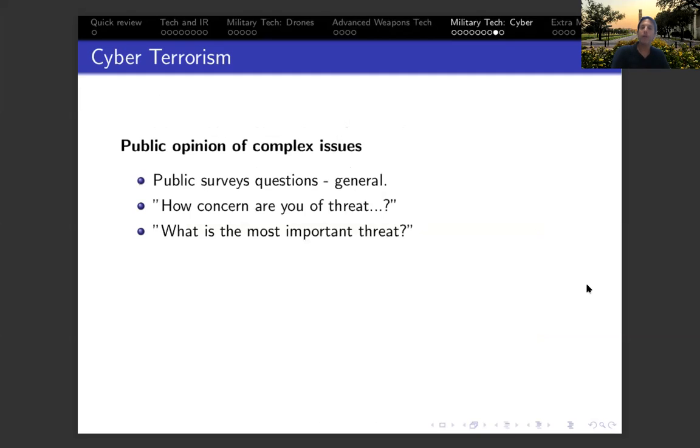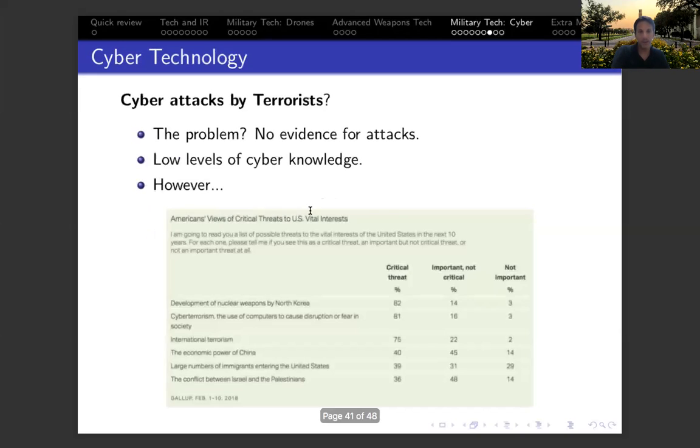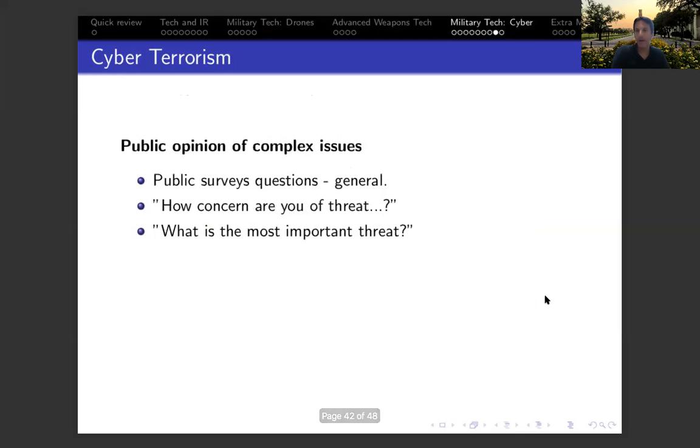So what we argue is that those surveys, because of the way that they are structured, ask the questions in a much more abstract and general way. So you have, how concerned are you of the threat of terrorism, of the threat of whatever that is? What is the most important type of threat? Look at the way that the question is described in this survey. I'm going to read you a list of possible threats. For each one, please tell me if you see this as a critical threat. So this is a very general way to ask those questions.